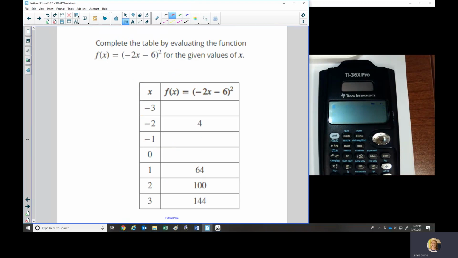Let's look at our next example. This is straight off of the homework. It says complete the table by evaluating the function f of x equals -2x minus 6 all squared for the given values of x. So it gives us this little table, and it's already got some stuff filled in. You can see it's missing these 3 boxes right here. So we need to fill those in.